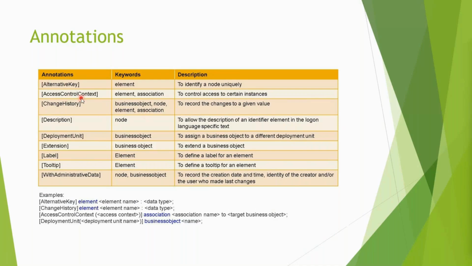This access control context can be given at the element and association level. It is related to access to that field. In the UI, we have business roles, and in business roles we have access restrictions, based on sales or territory, for example. If you want to define that for custom elements, we can use this access control context. Then this is change history, which can be assigned to a business object node, element or association. Let me show it to you.